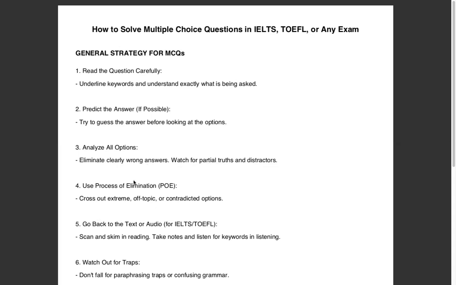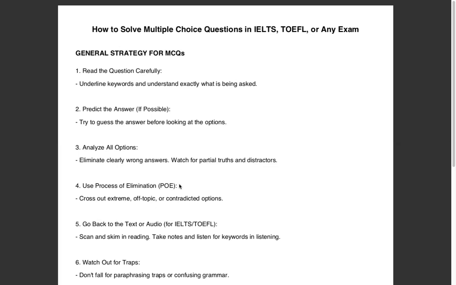The fourth one says to use the process of elimination, as I told you. Cross out extreme, off topic, or contradicted options. So not logical, or out of topic. For example, maybe he is talking about the economic crisis in some countries, and in the options you see something not relating to finance or the economic crisis. So it's out of topic, and you can easily eliminate it. This is the process of elimination.